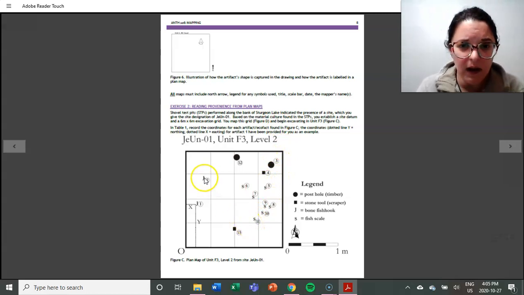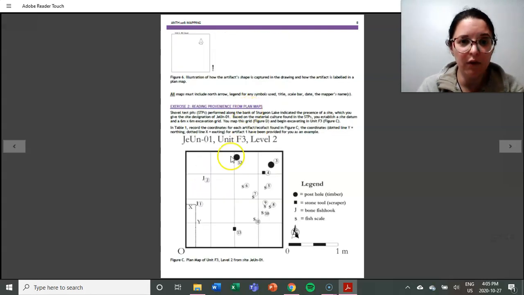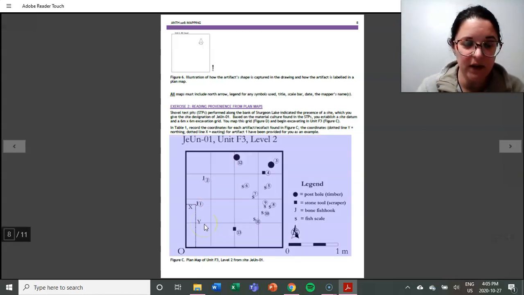So artifact 2 is another J, so another bone fishhook. So I'll type that into my table, bone fishhook. Then for my northing, I'm going to do the same thing. I'm going to figure out how far north it is. Well, it's at least 50 centimeters, right? Because it's higher than this line here, this grid line here.